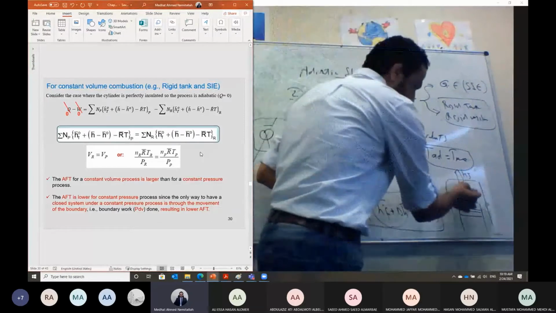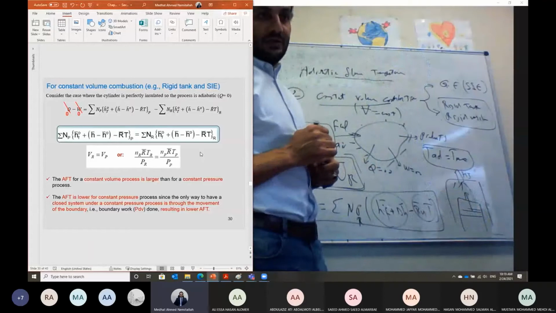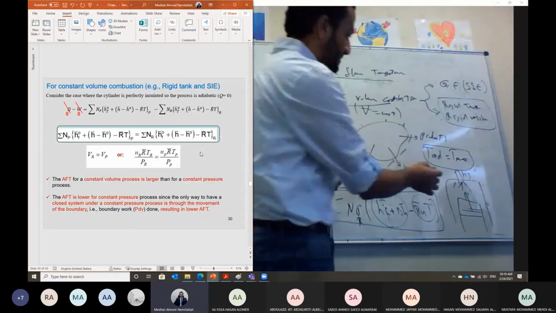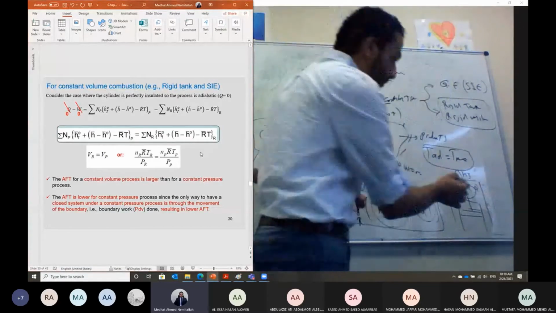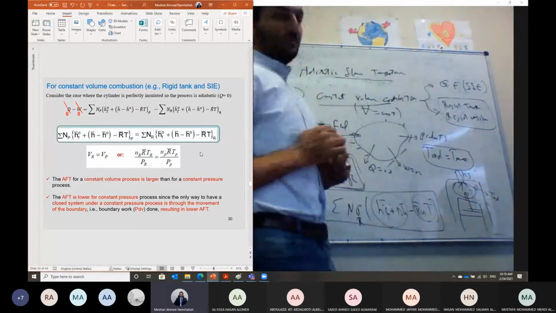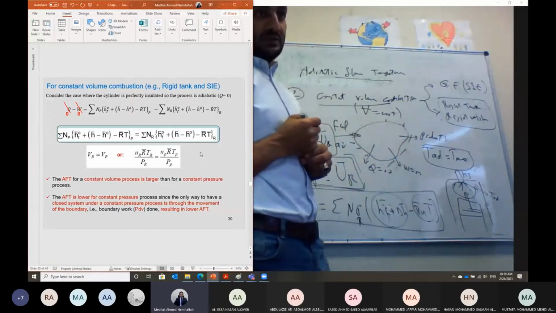But it injects the fuel and it takes time, so while this time the piston is moving. In this case, we have the input heat of combustion. When the combustion takes place, this heat will result in the adiabatic flame temperature. It will raise the temperature of the reacting mixture.